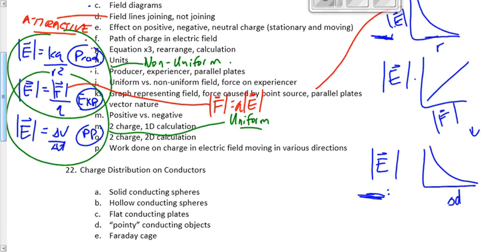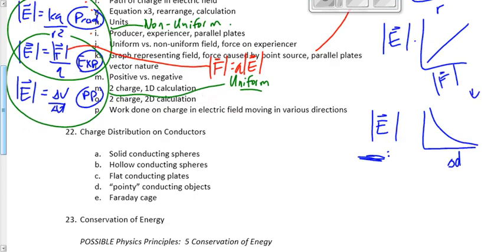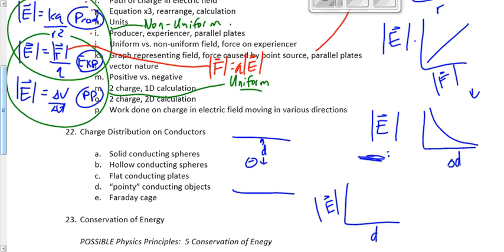All right. What about this one, though? What about, let's call not delta D, let's call it D, the distance from one of the plates. So here's a charge. D isn't the distance between the plates, it's the distance from one of the plates. What if I plotted a graph of E versus D? What would that look like?